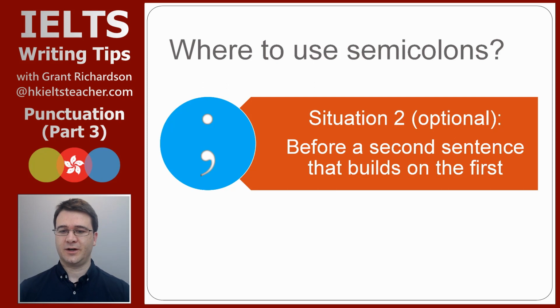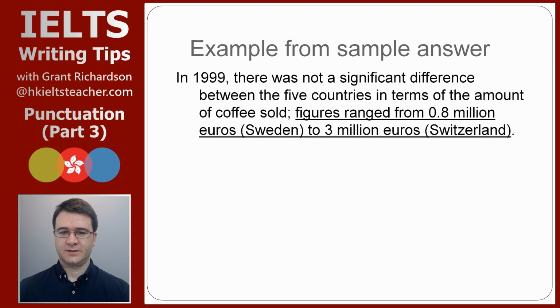The second situation where you can use a semicolon is before a second sentence that builds on the first. And it's optional to use a semicolon in this situation. For example, in 1999, there was not a significant difference between the 5 countries in terms of the amount of coffee sold. Semicolon. Figures ranged from 0.8 million euros, that was Sweden, to 3 million euros, which was Switzerland.